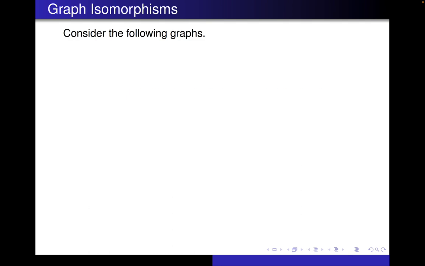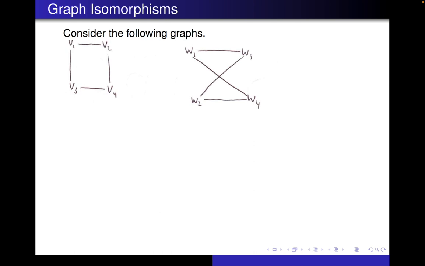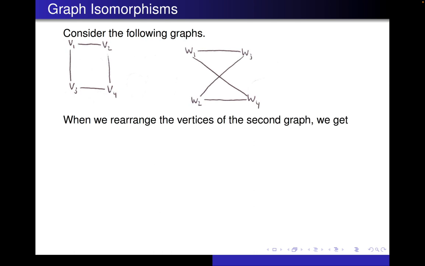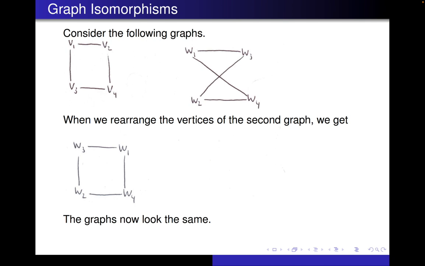So I'm going to look at two graphs. Here they are. And the way they're drawn right now, they look like very different graphs. However, if we rearrange the vertices of the second graph, we get the following. All we did was take the top two vertices, move W3 to the left, and move W1 to the right. Otherwise, it's the same graph. It has the same vertices, the same edges as the original graph. However, the way we've drawn it now, it looks exactly like the graph on the left, the graph with V1, V2, V3, and V4.